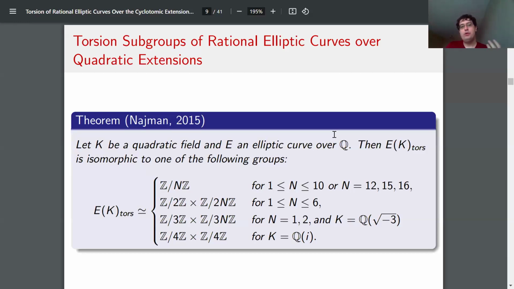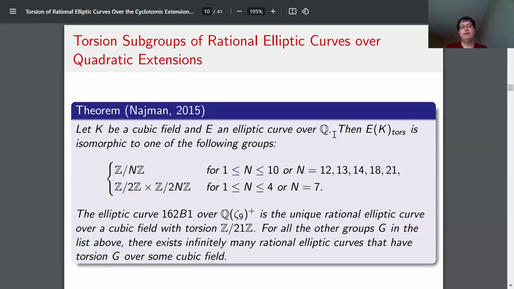techniques. So here in the same paper, he also does the classification for cubic fields, and still E is defined over Q. From now on, E will always be defined over Q, so instead of repeating it every time, we can just assume that.